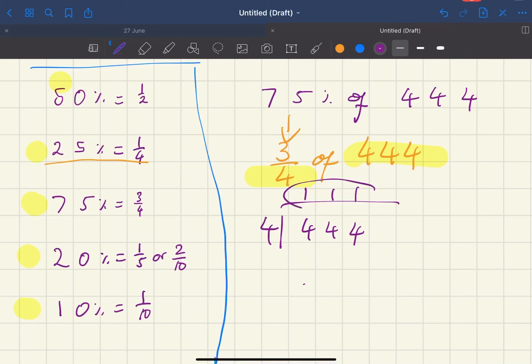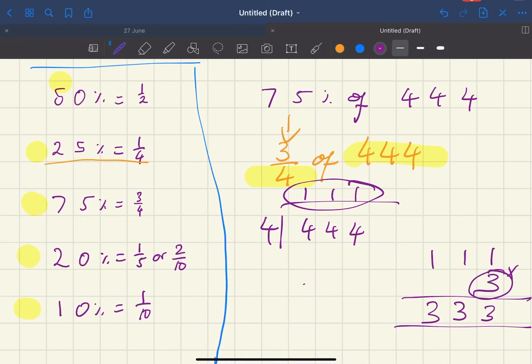Now I need to times this by 3. So 111 times 3 equals, 3 times 1 is 3, 3 times 1 is 3, 3 times 1 is 3. And so therefore, 75% of 444 equals 333. And that is how you find percentages of amounts.